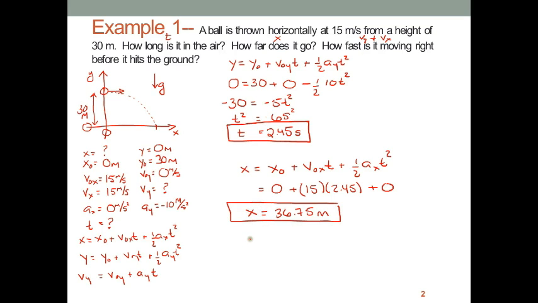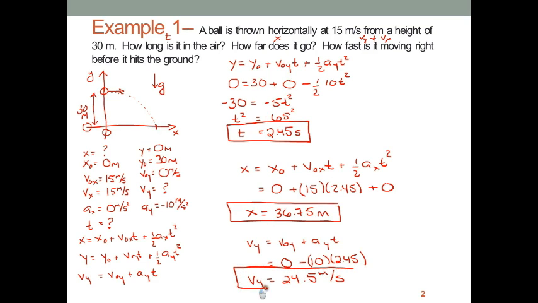Lastly, we want to find Vy. We have one equation that involves Vy. It is the bottom one. Okay, Vy is what I want to know. V naught y is 0, so that term goes away. A sub y is minus 10, and t is 2.45. So that makes Vy 24.5 meters per second. And I've now completed this question.